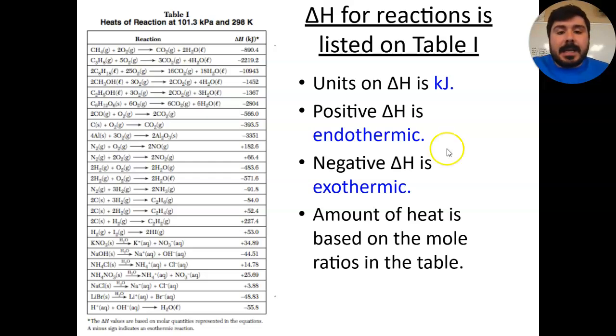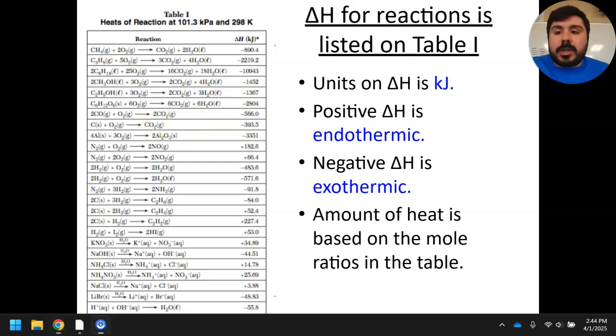Now, these delta H values are based on the mole ratios on this Table I. When I talk mole ratios, we have to think about exactly what we did not too long ago. So, for example, let's look at this one right here. We have a mole ratio of 4 to 3 to 2 for this reaction of aluminum and oxygen resulting in aluminum oxide. If these mole ratios were to change, that would result in exactly the same change for our delta H value. Our delta H value here is negative 3,351.